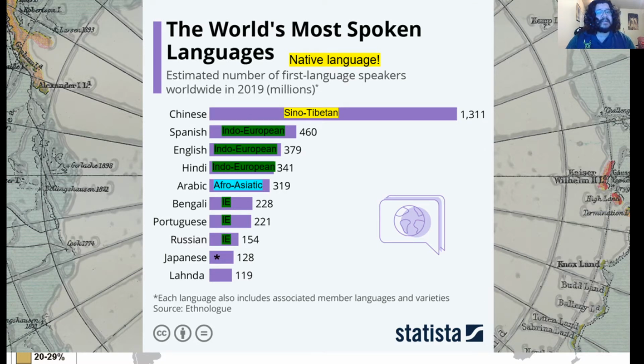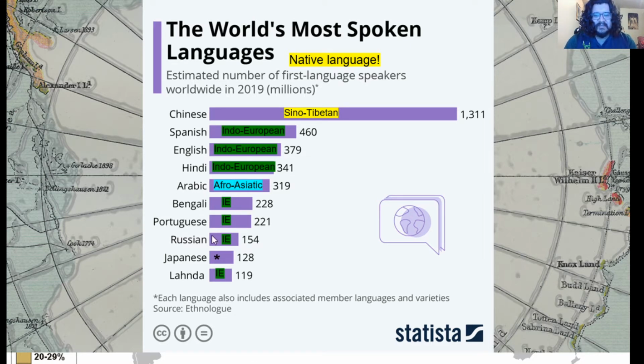So I have the star here. It fits and was developed on its own, right? So there's not another larger family group that it fits into. Being the island that it is, the Japanese language, and the Ryukyu languages on some sub-islands there too, developed on their own in that way. And Lahnda, which is also Indo-European. Right, so we can see it makes sense.